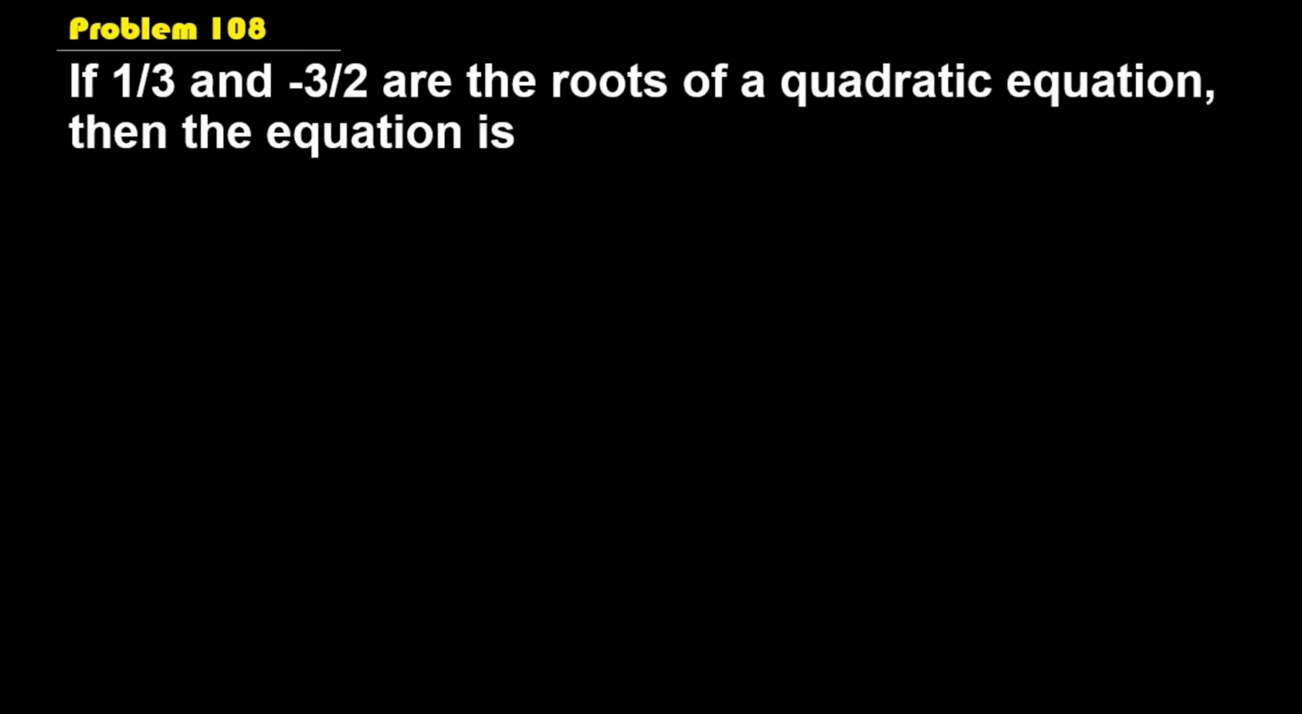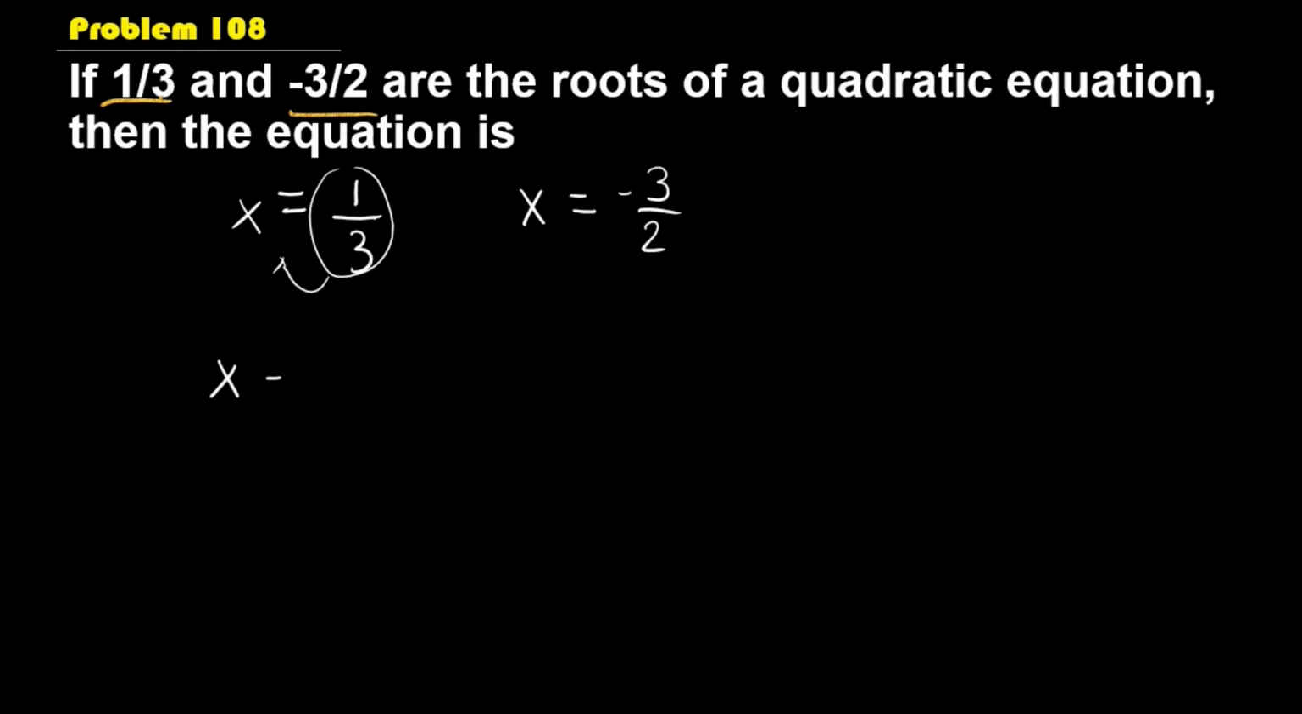Yan. So, these are your values. So, problem 108, ang sabi, if your roots are 1/3 and negative 3 over 2, ano daw yung magiging equation mo? So, syempre, mag-form tayo ng equation. X is equal to 1/3. Ano pa isa? X is equal to negative 3 over 2. So, ang gagawin natin is, ililipat natin si 1/3 sa kabila. That will be x minus 1/3 equals 0.